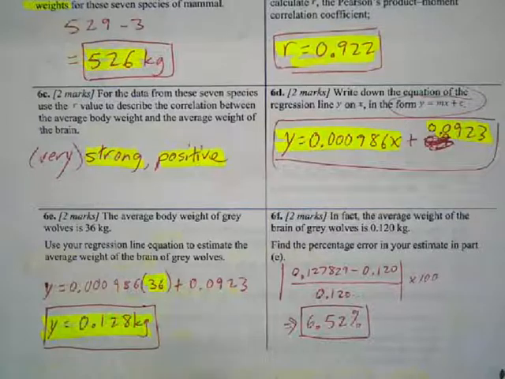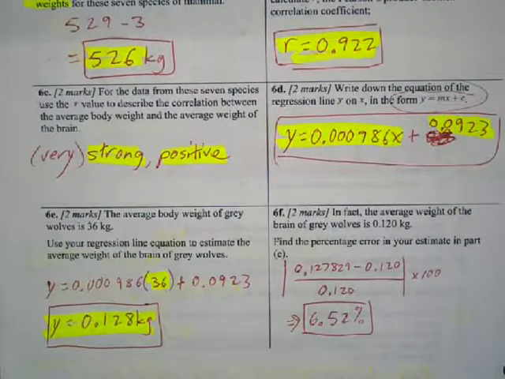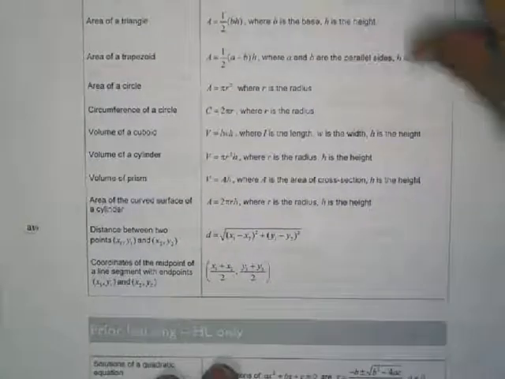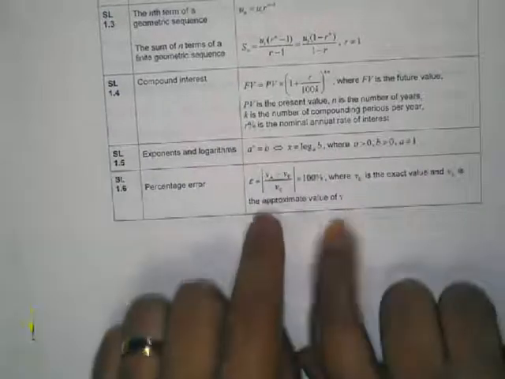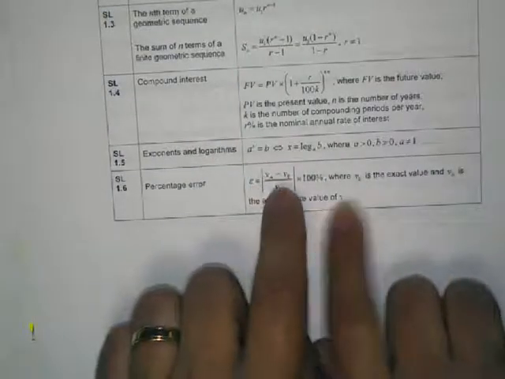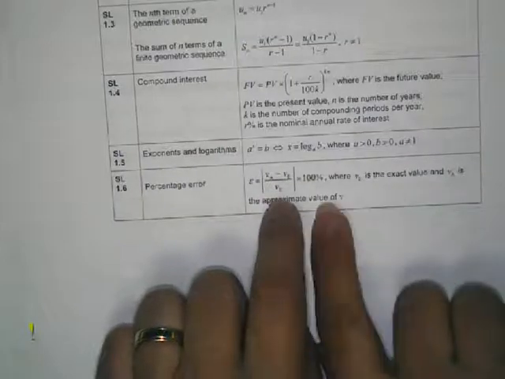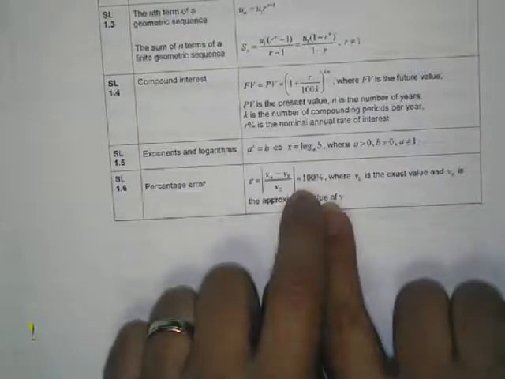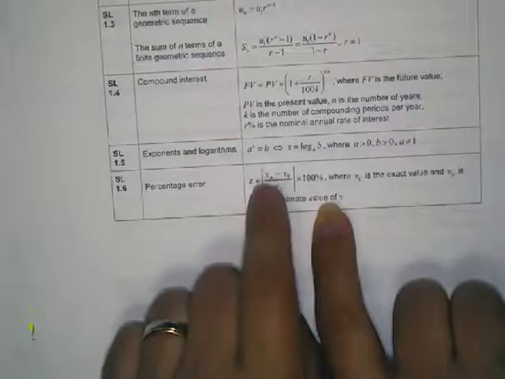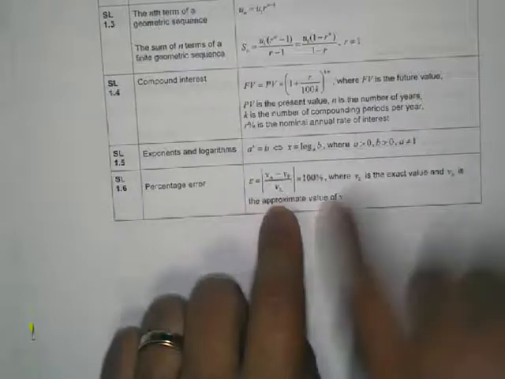And then finally, percentage error. We haven't talked about that in so long. Oh my gosh, what is percentage error? Okay, so fortunately, I've got my handy dandy formula packet, and let's see what percentage error is. Oh, here it is. Percentage error is the approximate value minus the exact value, divided by the exact value, and then you multiply it by 100 to convert it to a percentage.